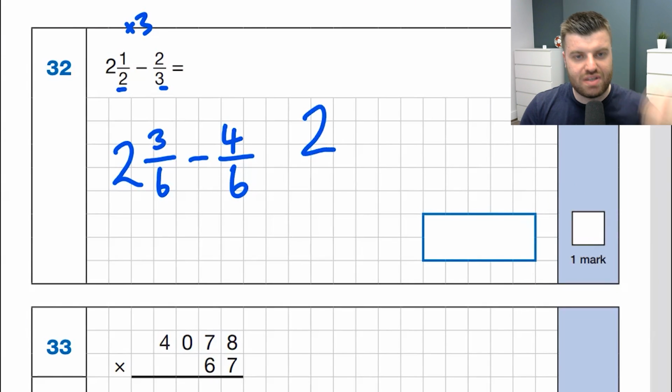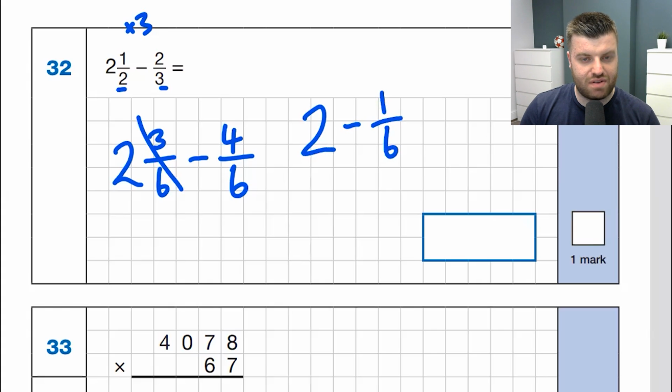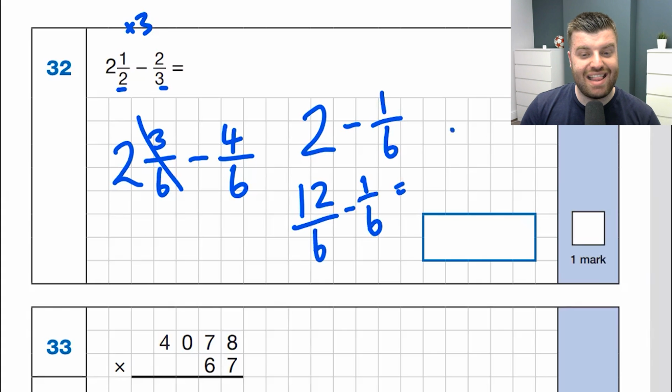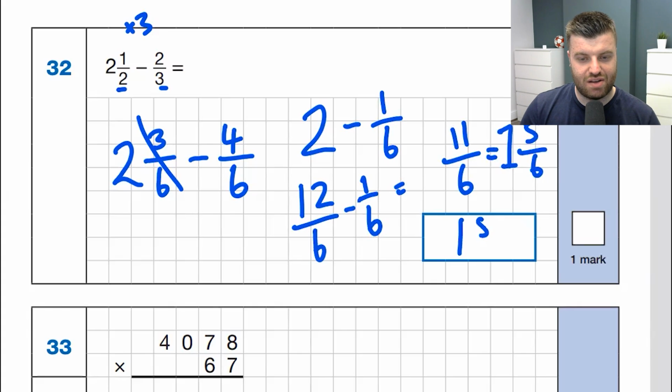Well, let's take away 3/6 straight away, which means I've got only 1/6 left to subtract. And I know that 2 subtract 1/6, I could rewrite 2, couldn't I, as 12/6. And then I could take away 1/6, and I get 11/6. And that's my answer. But I'm going to tidy it up. 11/6 is equivalent to 1 whole and 5/6. And that's the answer. 1 whole and 5/6.